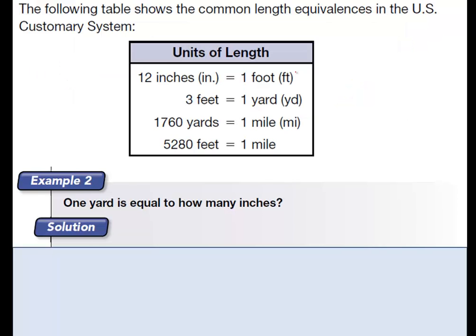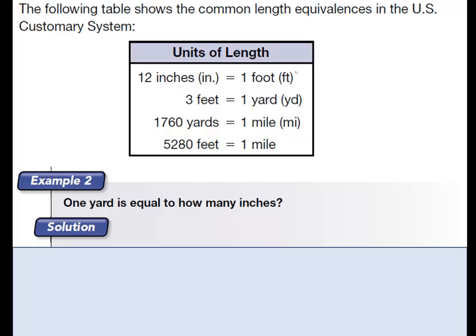The following table shows the common length equivalents in the United States. 12 inches equals a foot, 3 feet equals a yard. 1,760 yards equals a mile. That one's a little harder to remember. And 5,280 feet equals 1 mile. Both of those are hard to remember, but you should know both of those, particularly that 5,280 feet equals a mile.